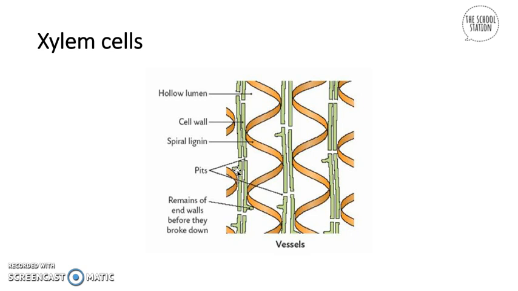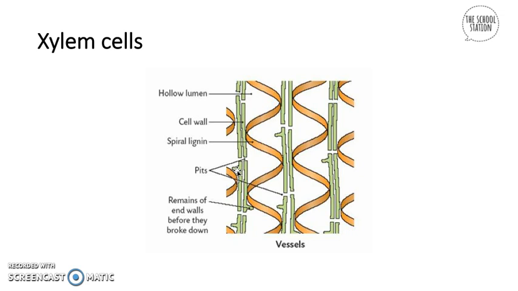So basically, they try to get water and mineral ions across the whole plant. Over here we have an example of a xylem cell, and they are trying to get the water and mineral ions across the plant. They are also important in supporting the plant as well. They actually work while they're alive and while they're dead.